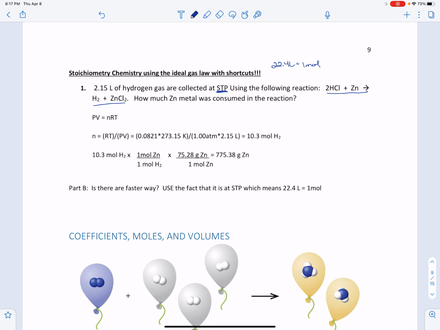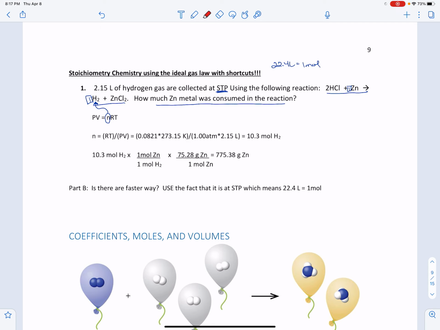Yes, we have equations. Notice that we can solve PV equals nRT for n. Remember that n is moles. So if we can solve this for moles, we can then use the molar relationship of 1 mole of hydrogen to 1 mole of zinc, then convert it to grams and figure out how much metal was consumed in the reaction.